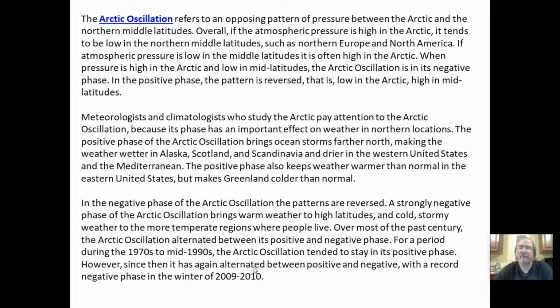Meteorologists and climatologists who study the Arctic pay attention to the AO because its phase has an important effect on weather in northern locations. The positive phase of the AO brings ocean storms farther north, making the weather wetter in Alaska, Scotland, Scandinavia, and drier in the western U.S. and Mediterranean. I've already touched upon that, but it's worth repeating.